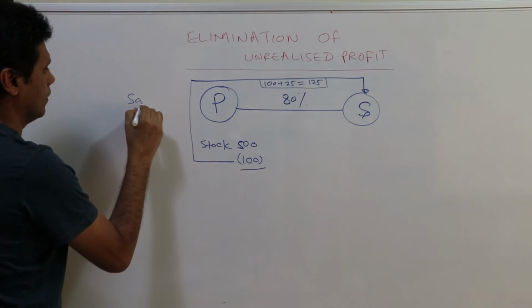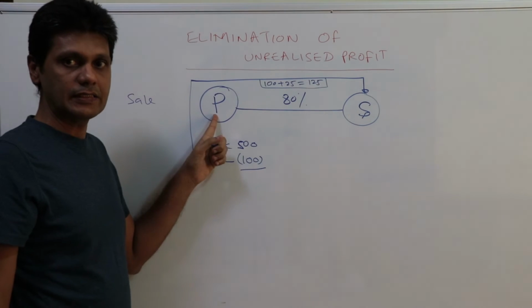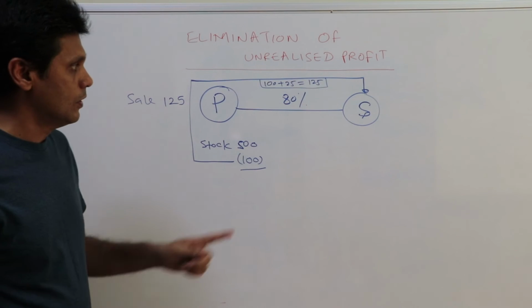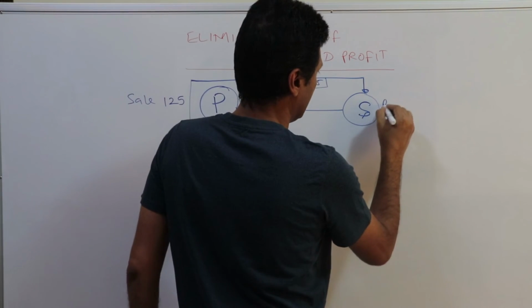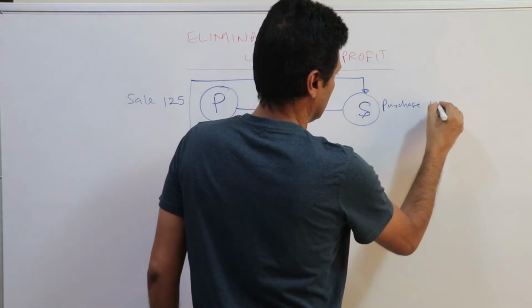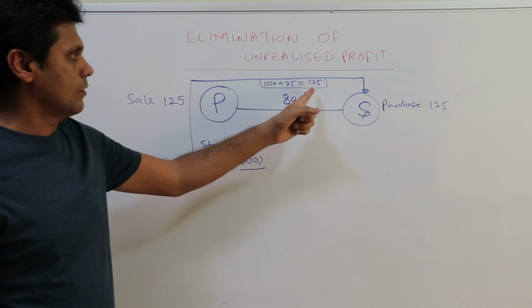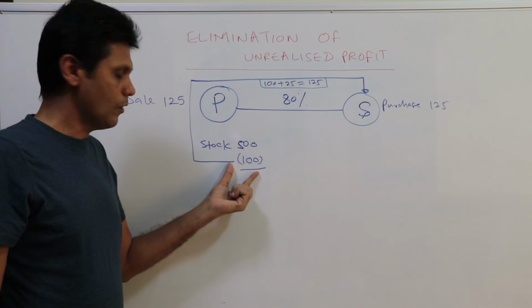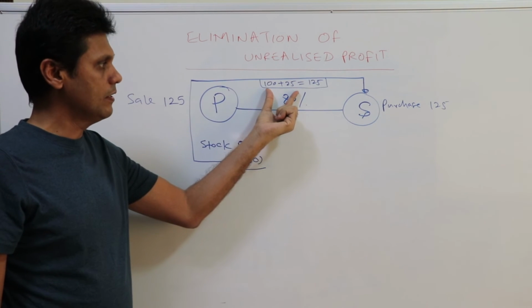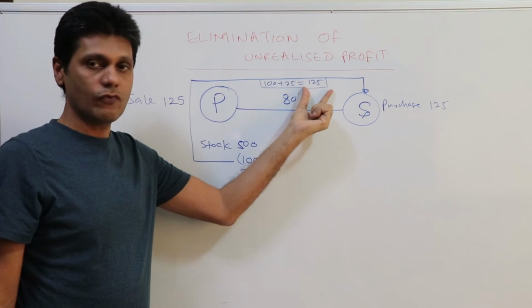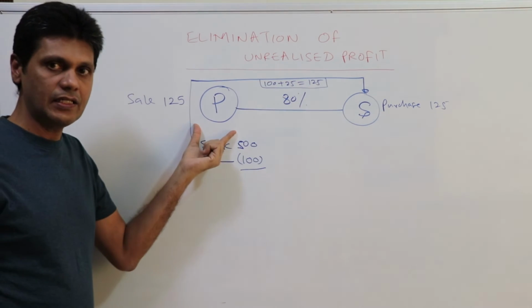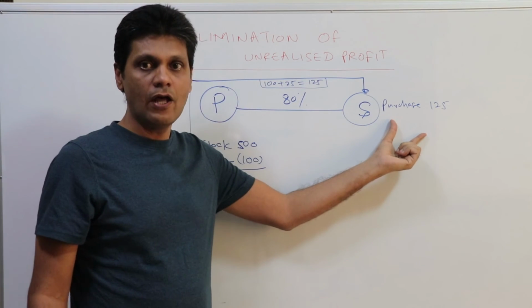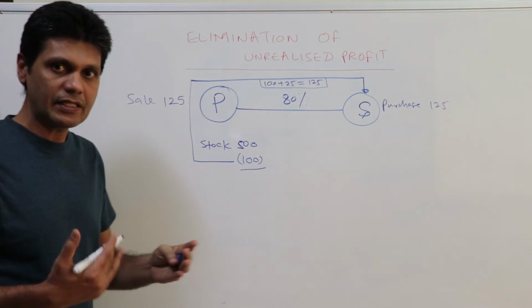As far as P is concerned, it's a sale. They have made a sale of $125. As far as S is concerned, S has purchased $125 worth of goods. So P has sold $100 worth of goods with a profit margin of 25 to S company for $125. P has made a sale of 125, S has made a purchase of 125. Let's assume it's a credit transaction.